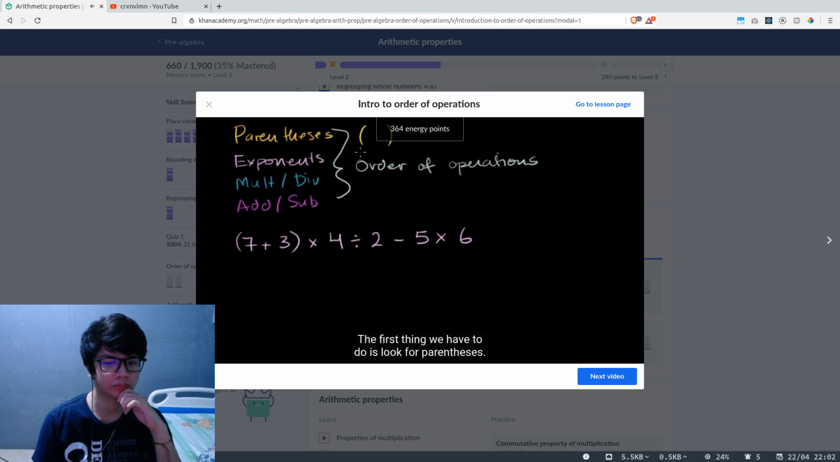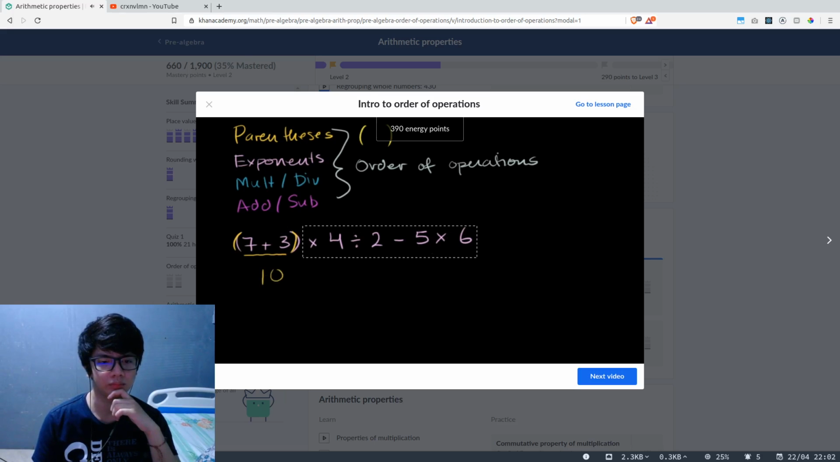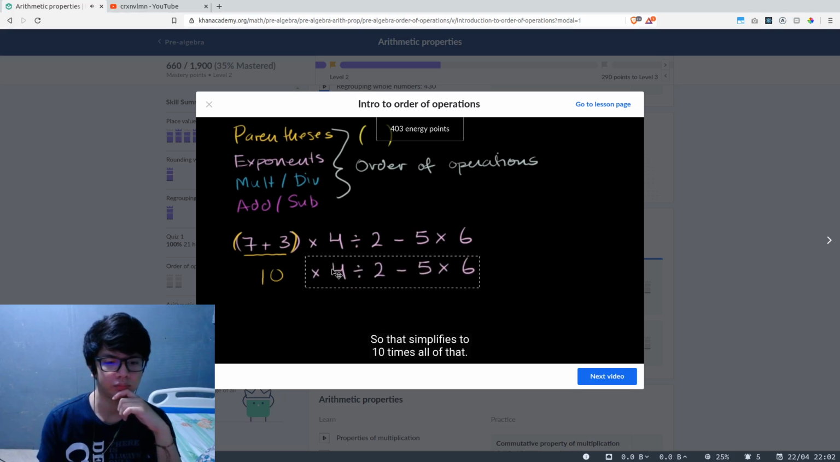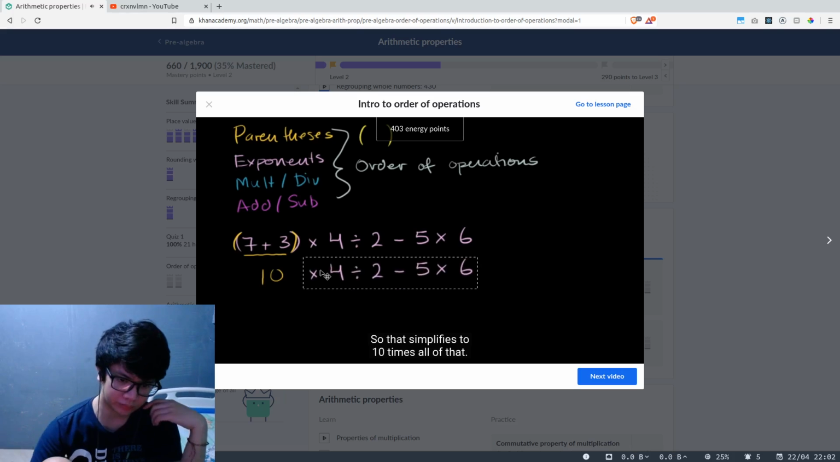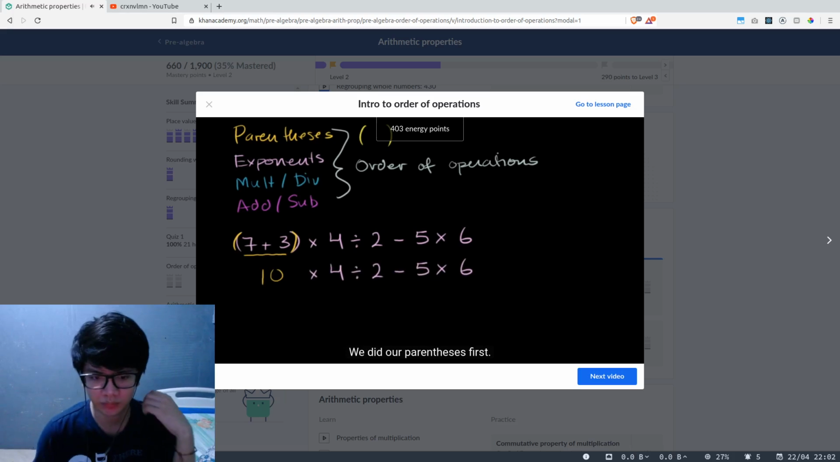The first thing we have to do is look for parentheses. Are there parentheses here? Yes, there are. There's parentheses around the 7 plus 3. So it says, let's do that first. So 7 plus 3 is 10. So we can simplify this to 10 times all of that. Let me copy and paste that so I don't have to keep rewriting it. So that simplifies to 10 times all of that. We did our parentheses first.